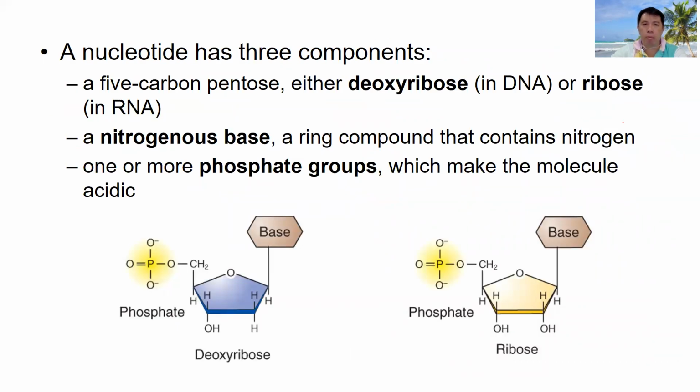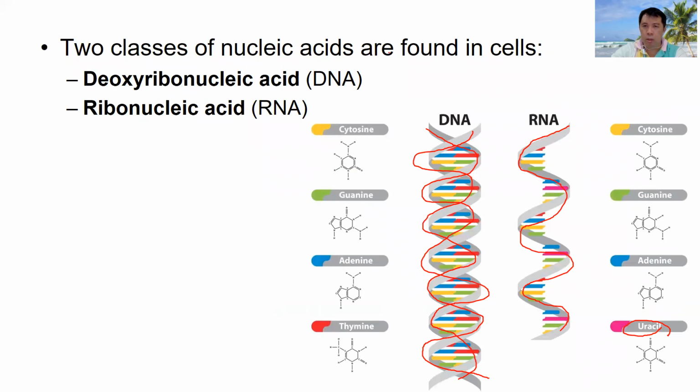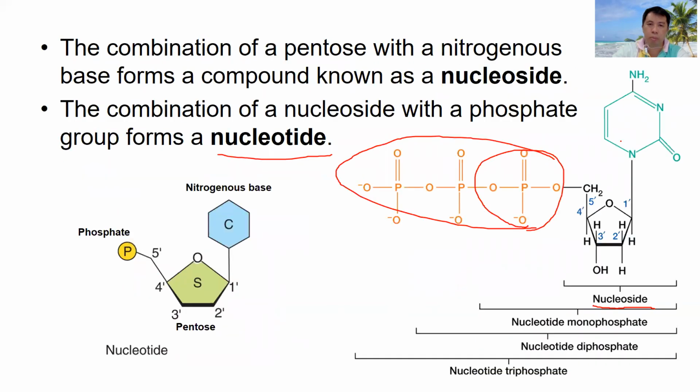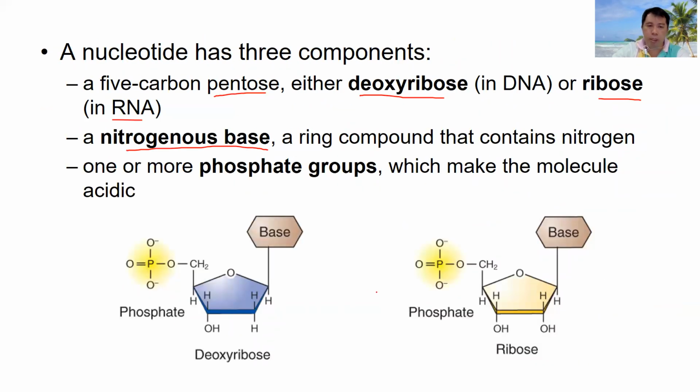A nucleotide has three components, as we discussed before. The pentose is deoxyribose if it is in DNA, and ribose if it is in RNA. Then the nitrogenous base: as we have discussed, there are four types of nitrogenous bases in DNA and in RNA, depending on which nitrogenous base binds to the deoxyribose or ribose.